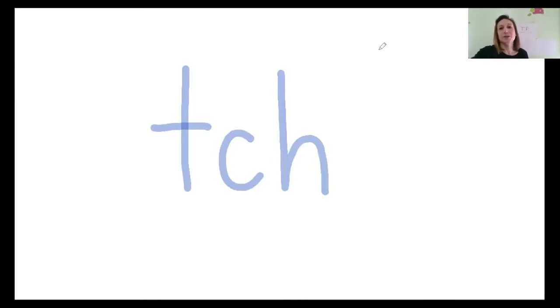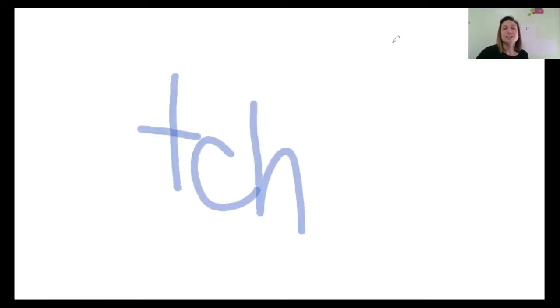And here's the fun part. Now you write it with your eyes closed. Let's try it with our eyes closed. We say it. TCH says ch, long spelling right after short vowel. So we are going to look at some words with the long spelling right after short vowel.